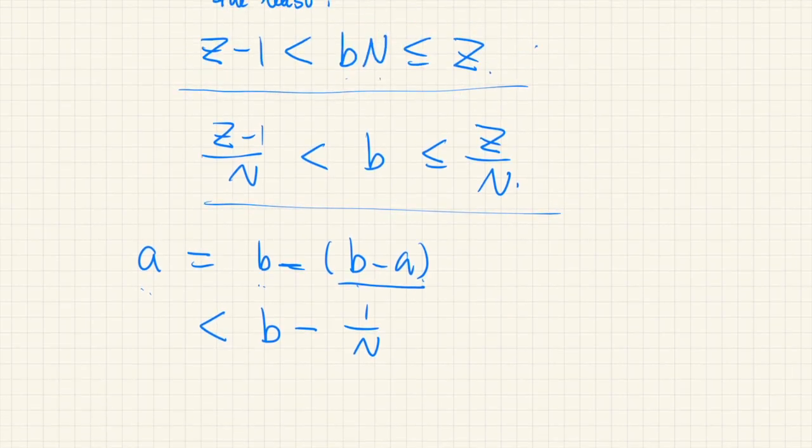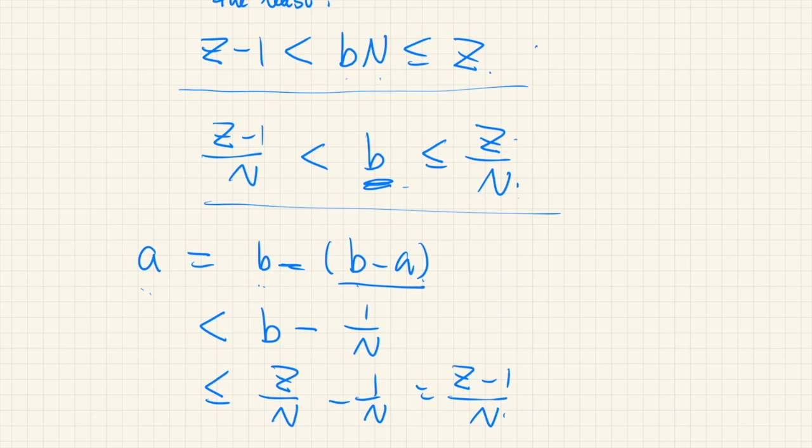Okay, so and now we have this b here, and that is, let's see, b is less than or equal to z over n. So we have this, and this is equal to (z minus 1) over n. But (z minus 1) over n is here. That is less than b. So that is a is less than this number, and which is less than b.